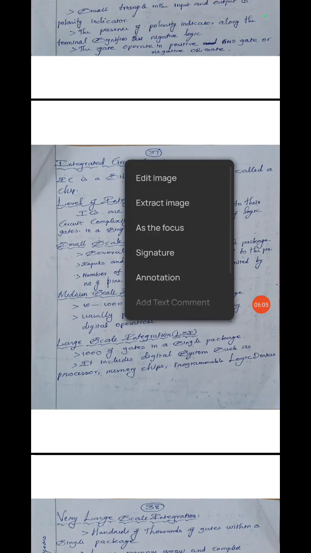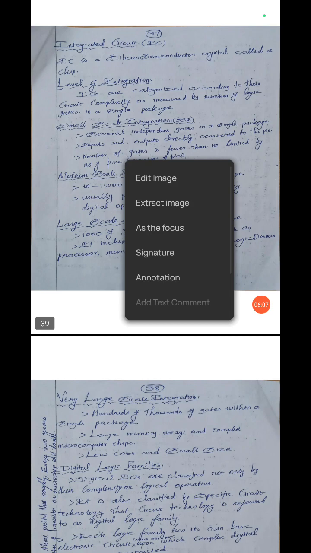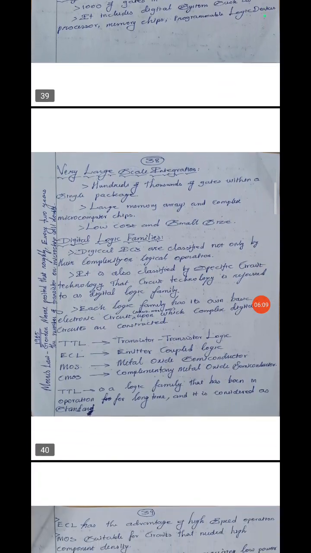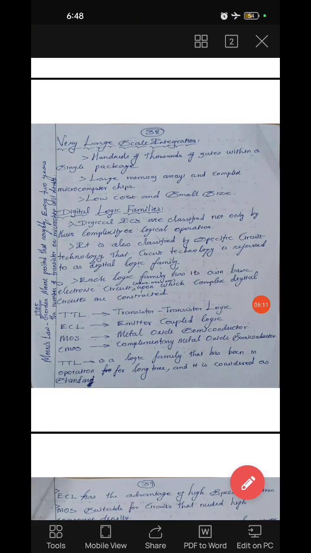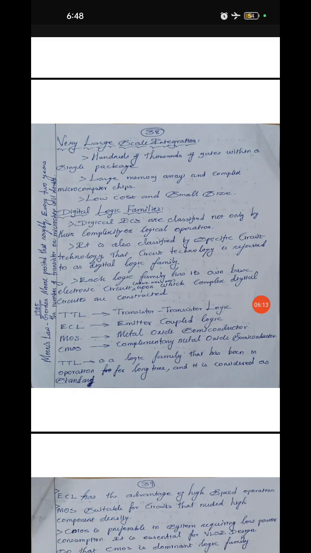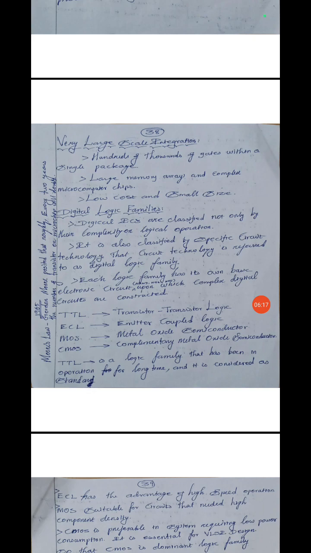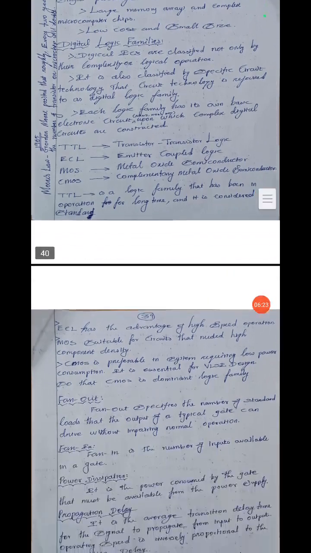Then the levels of integration: small scale integration, medium scale integration, large scale integration, then very large scale integration. Okay, so these are some more questions. Then what are the different logic families? That is the digital logic families: TTL logic, ECL, MOS, CMOS.